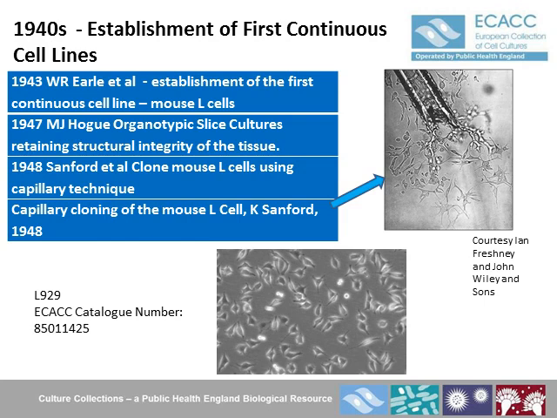With Earle's isolation of L cells from mouse tissue and their subsequent cloning by capillary technique by Catherine Stanford, the 1940s saw the establishment of the first continuous cell lines. We also think of 3D cell culture as being a novel development, yet as long ago as 1947, Hogue reported the production of organotypic slice cultures that retained the structural integrity of the original tissue.